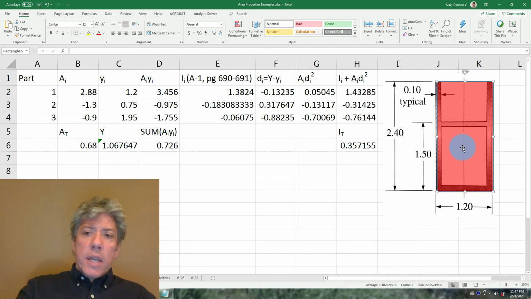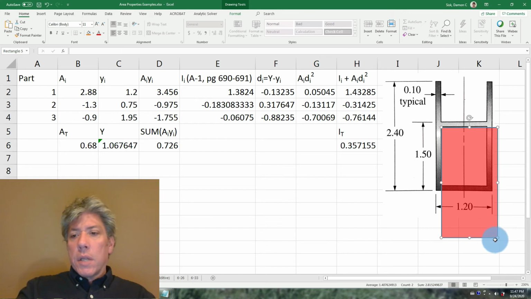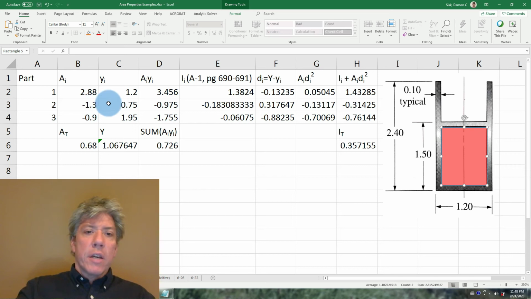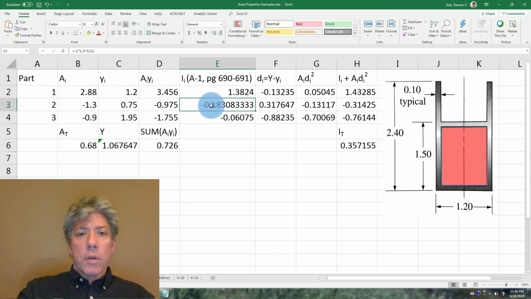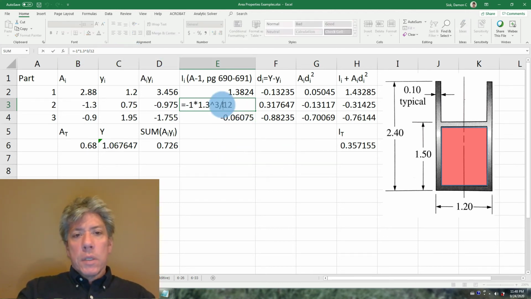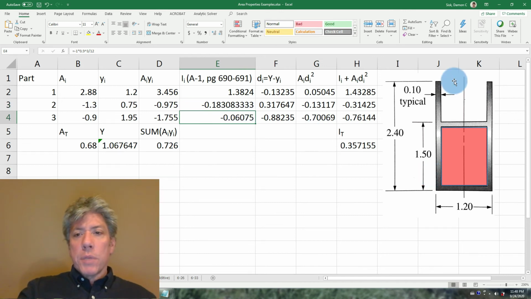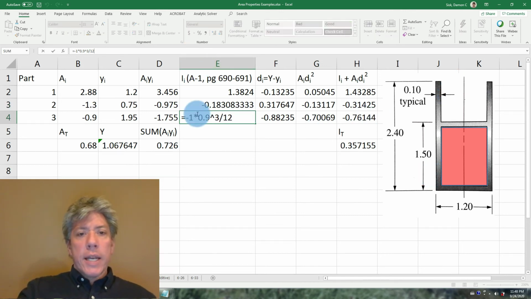Notice that the next bit, the area that's missing, not only contributes negative area, but it contributes negative inertia, or negative second moment of area. And so the width of it is 1 inch. The height of it is 1.3 inches, so it's the 1.3 that gets cubed, divided by 12. And notice I had to be careful and make sure I included my negative sign here. Same thing for the other shape. The other shape's up here. You can see that it's 0.9 high and 1 wide, and we've got the negative sign.